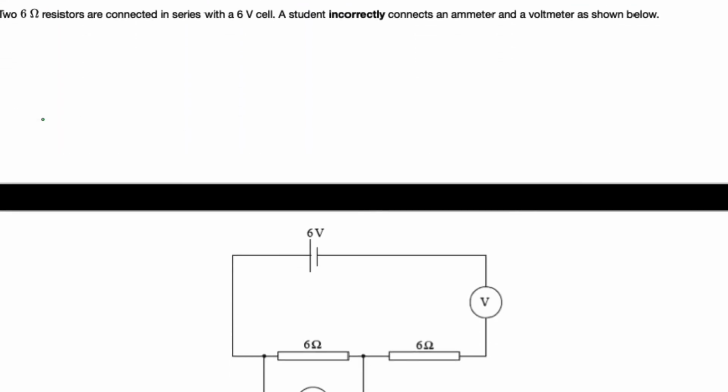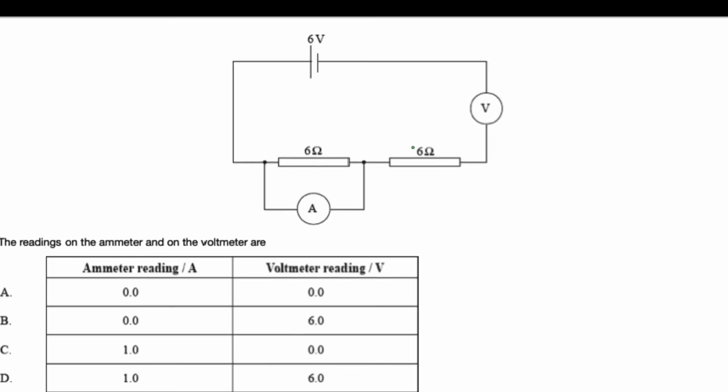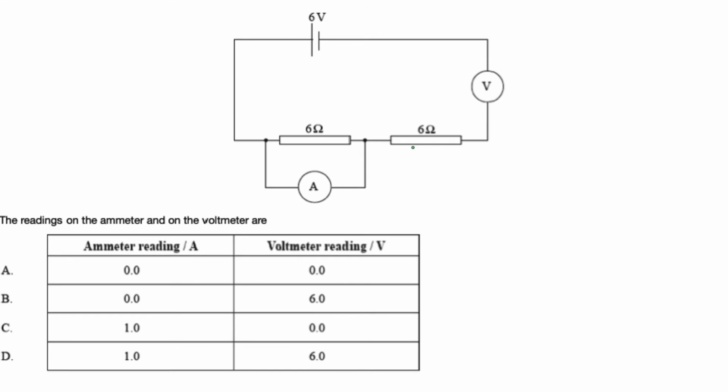Two 6-ohm resistors are connected in series with a 6-volt cell. A student incorrectly connects an ammeter and a voltmeter as shown below. The readings on the ammeter and the voltmeter are what?